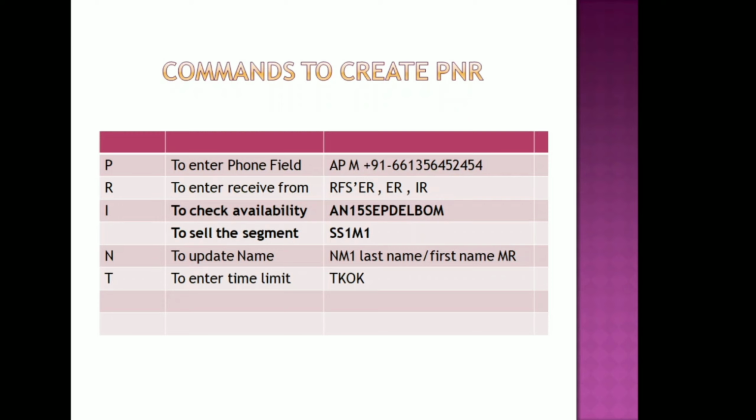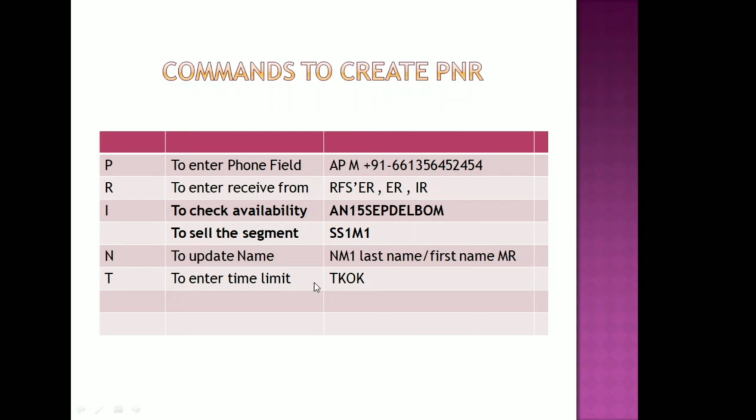Moving to next. So these are the basic commands to create a PNR. To enter the phone field, you have to enter AP and then M and then the phone number. To enter the receive from, you have to enter RF semicolon ER, enter, then ER, enter, then IR. To check the availability, the command is AN, date and sector. Once you get a convenient flight, then you can sell a segment by doing SS, number of passengers, class of service, line number of the flight.